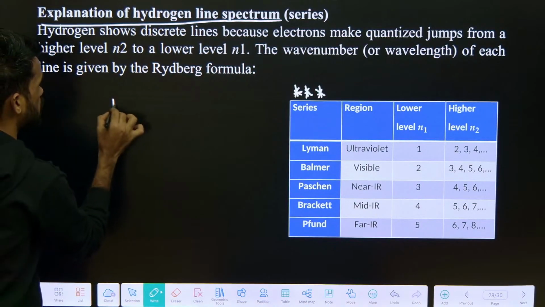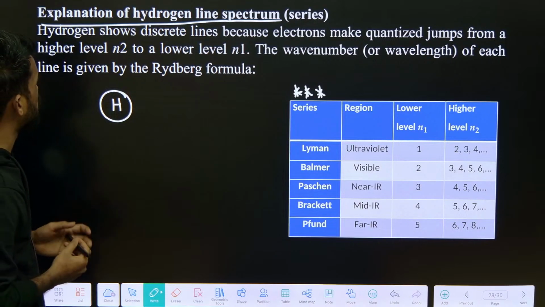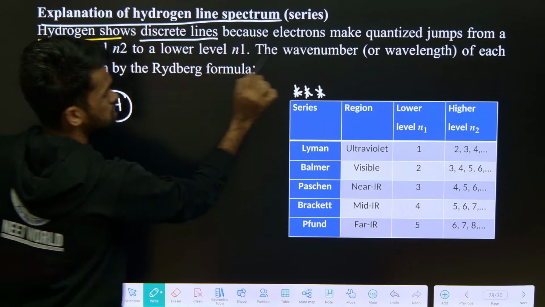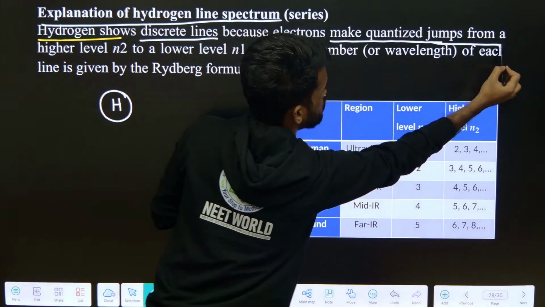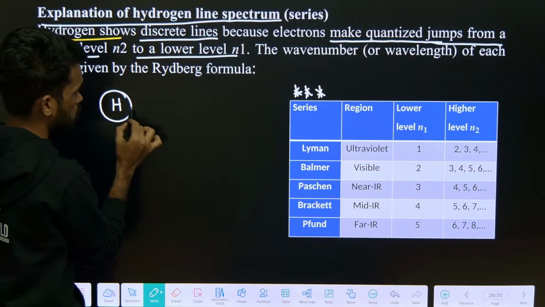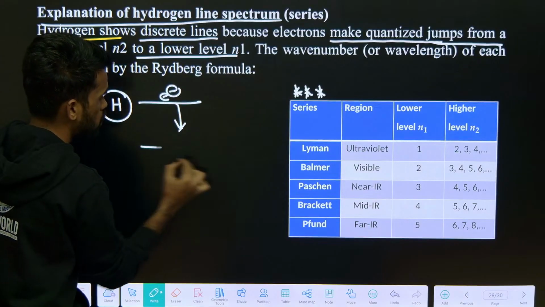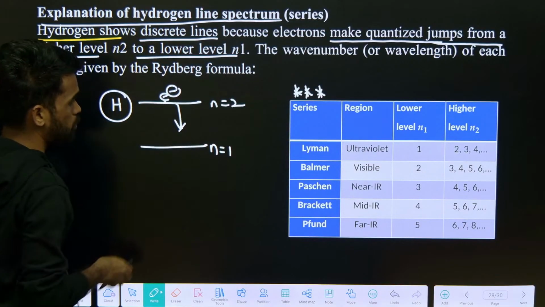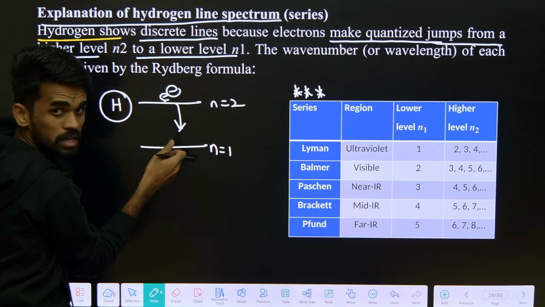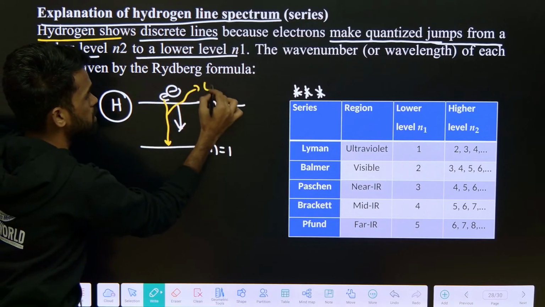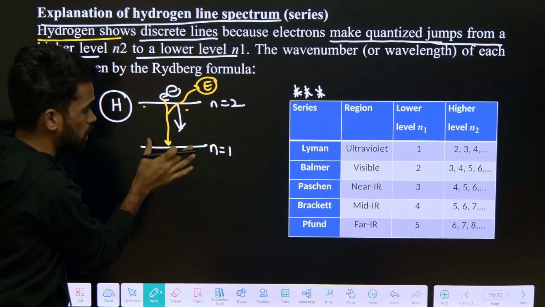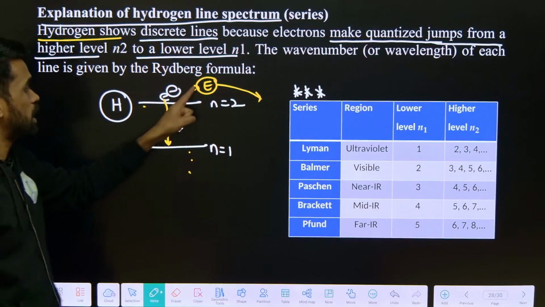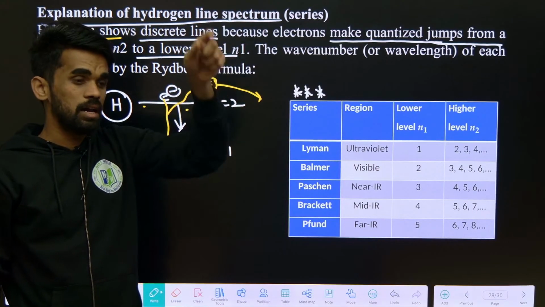Hydrogen shows discrete lines because the electron makes quantized jumps from a higher energy to a lower energy. When an electron of a hydrogen atom falls from a higher energy state to a lower energy state, say n equals 1 and n equals some bigger number, n2, n3, like that, it is emitting some energy outside. Having more energy and falling to lower energy means some energy is lost from that electron. That is responsible for the spectra. Whatever energy is emitted will show some lines in the spectrum.